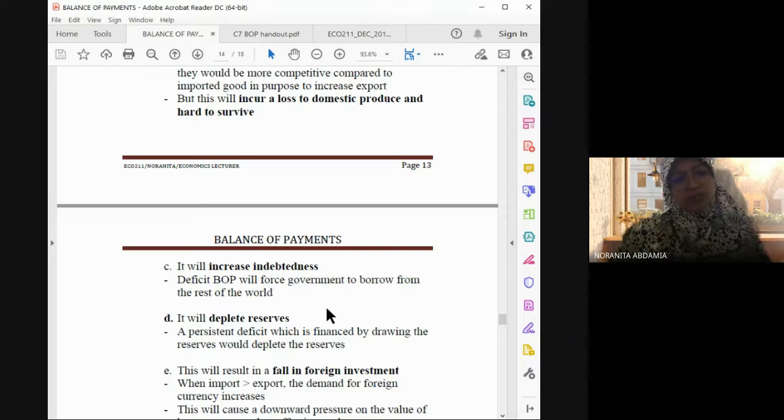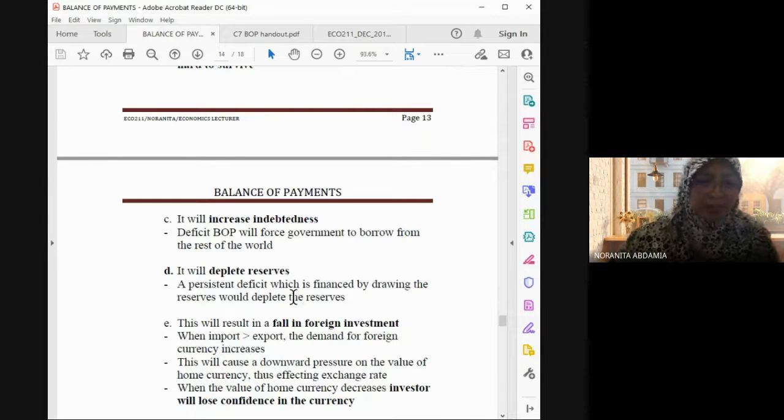Tinggi tu, mana nak cakap. Kan, mana nak ambil duit, right? Okay, what else? It will deplete reserve, of course lah. If we always withdraw from our asset, gradually, slowly, lama-lama our reserve will be finished, habis.